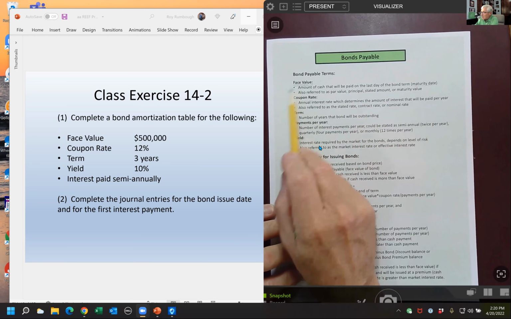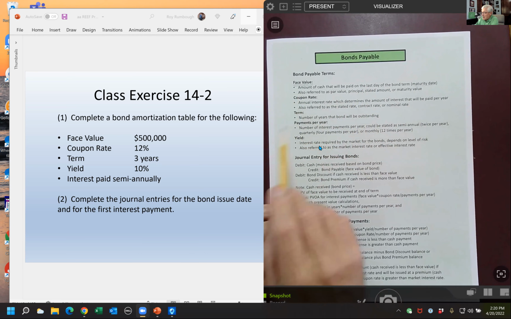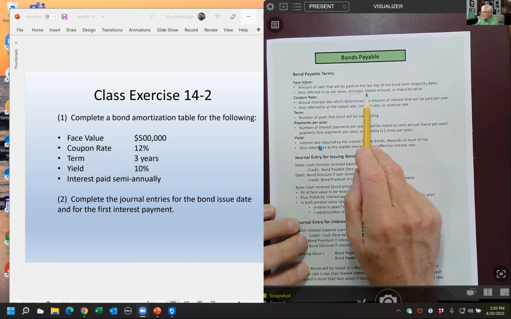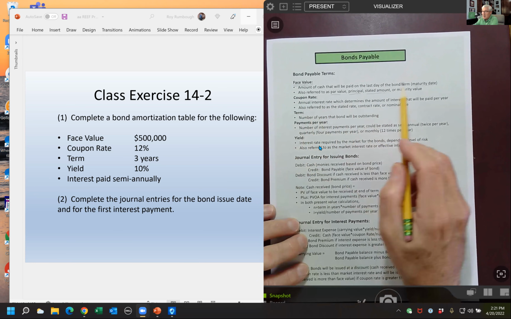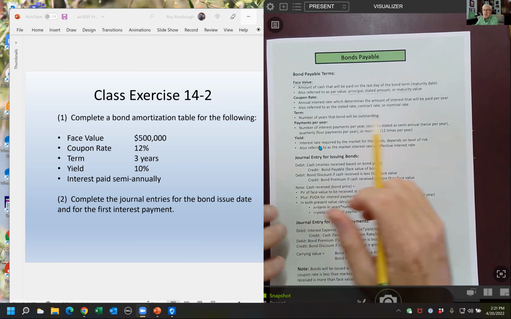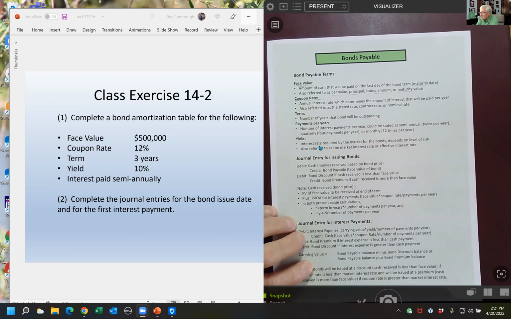So the face value of the bond, that amount the company's going to pay the last day of the bond, is also called the par value. It's also called the principal. It's also called the stated amount. Also called the maturity value. Exactly the same thing. No difference. They're used interchangeably. I use them interchangeably.